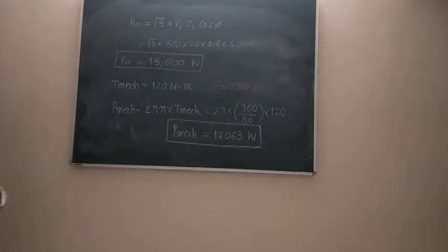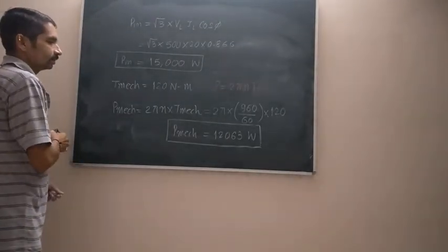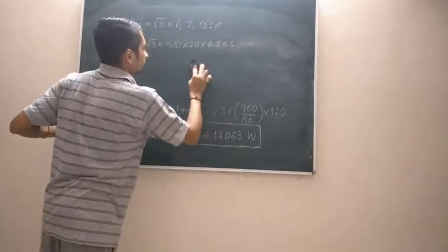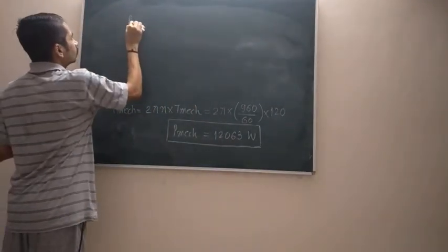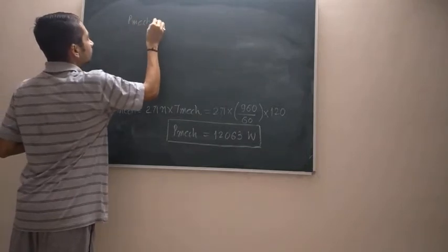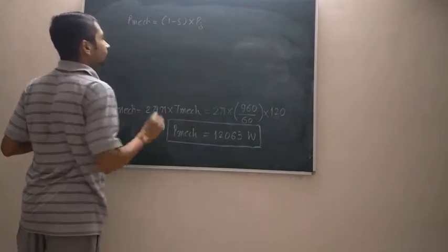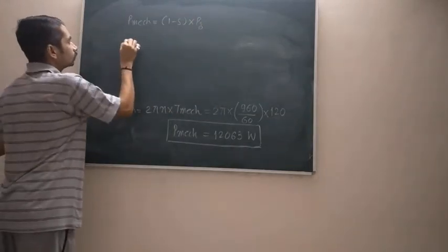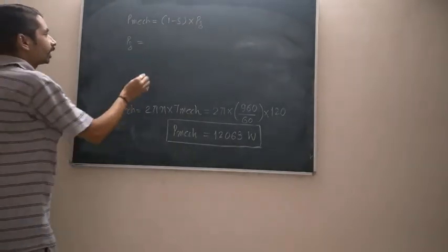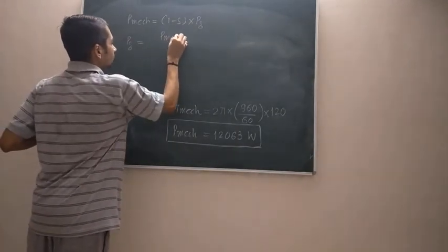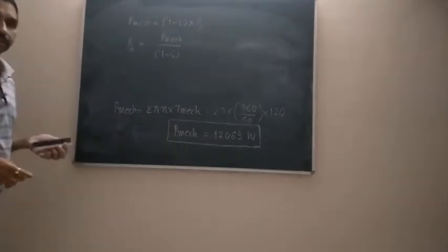Okay, is it fine up to this step? Let us proceed further with the remaining calculations. Now P mechanical is given by the formula (1 minus S) into Pg, and therefore the air gap power can be calculated as P mechanical upon (1 minus S).